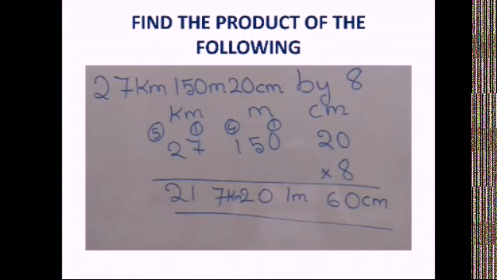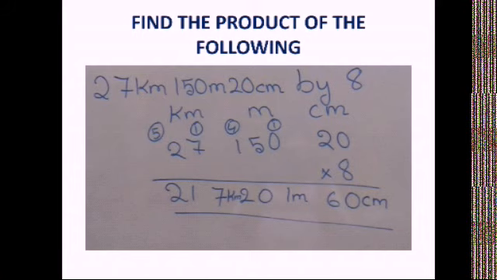Now look at this one. It is given 27 kilometer, 150 meter and 20 centimeter. You have to multiply by 8. So how many units can you see? There are 3 units: 27 kilometer, 150 meter and 20 centimeter. So make 3 columns for kilometer, meter and centimeter and multiply the numbers by 8.